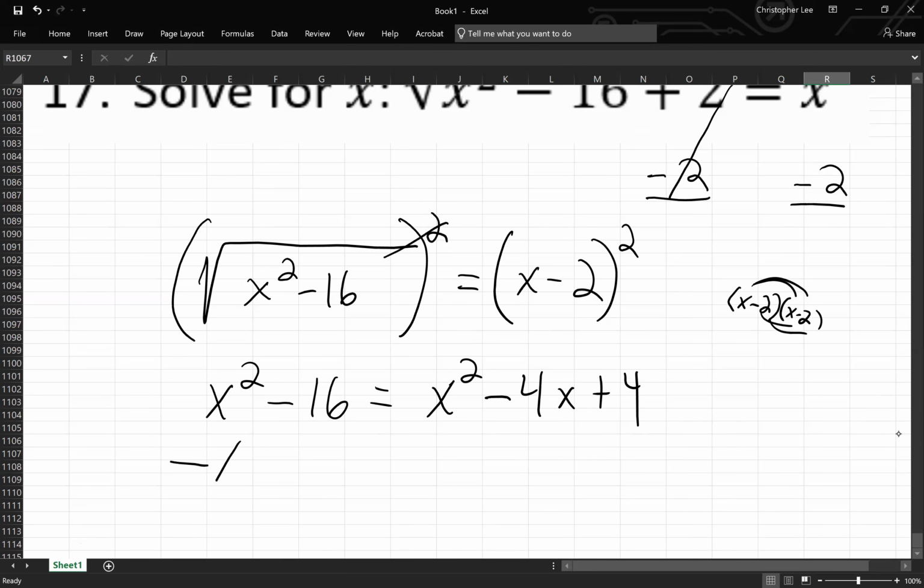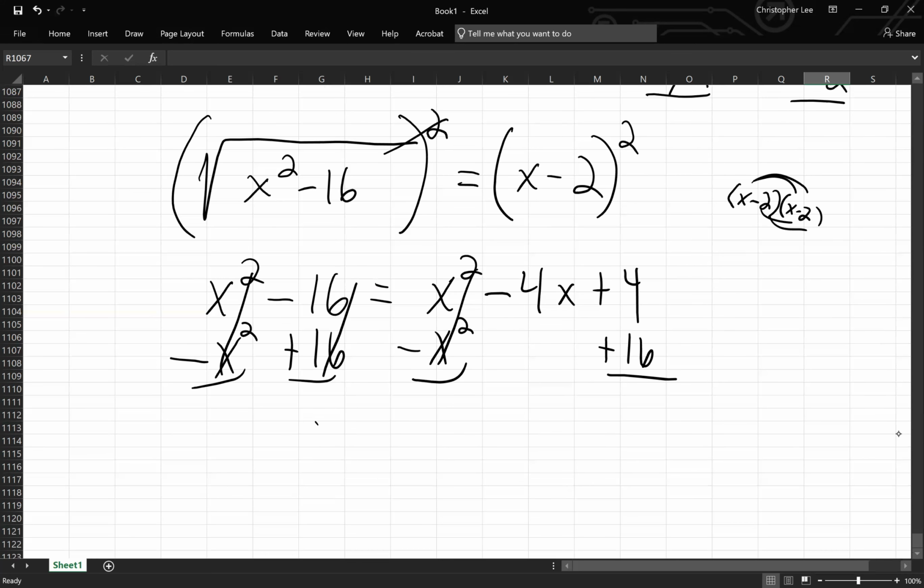So I'm going to subtract x squared from here. What I do to one side, I got to do to the other, right? I'm going to add 16 over here. What I do to one side, I got to do to the other. So now what do I have? I have 0 is equal to negative 4x plus 20.